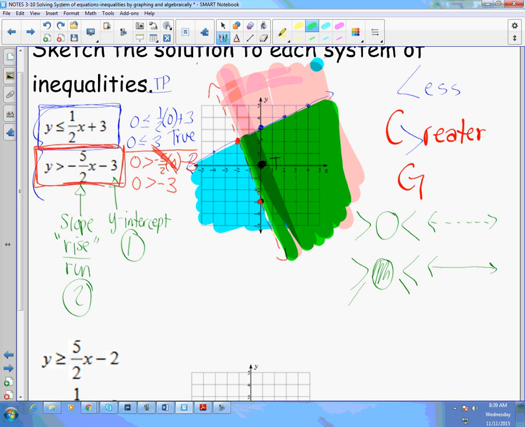Is that making sense? If it's true, you shade where the point was. If you get false, you shade the other side where the point wasn't. So we got true right here. Because this point was on the right-hand side, that's why we shade on the right. If this point was false, then shade the left side. So you shade where the true section is.